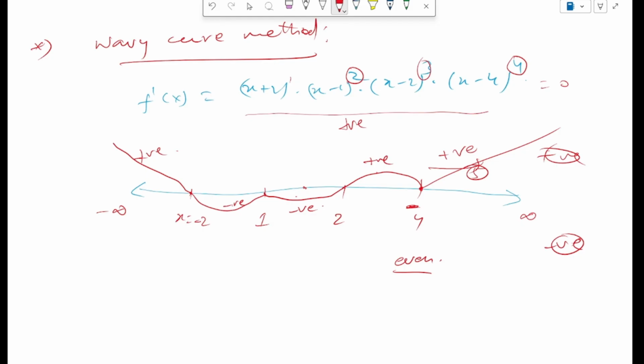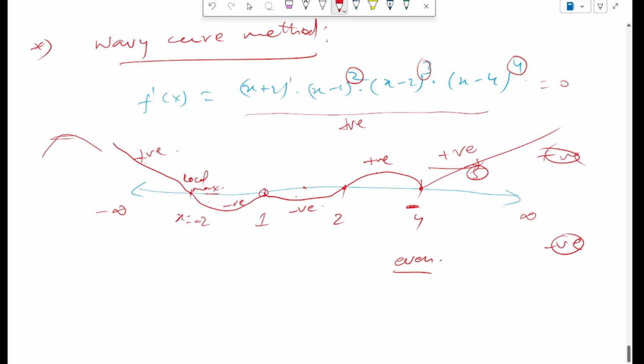In the exam, you can use this wavy curve method to find out in which region f prime x will be positive or negative. Now if we discuss the critical points, positive to negative means it was increasing and then decreasing, so this is a local maxima.